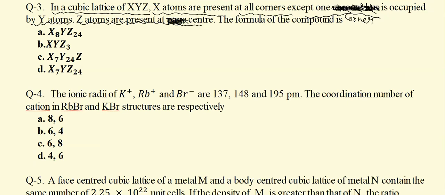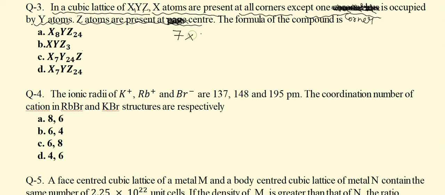Now we have to find out the formula of the compound here. Okay, so let's see how we can find out. Here, in the cubic lattice xyz, three different atoms are there, and x atoms are present at all the corners. It means that at all the corners x are present. It means that here it will be 7.